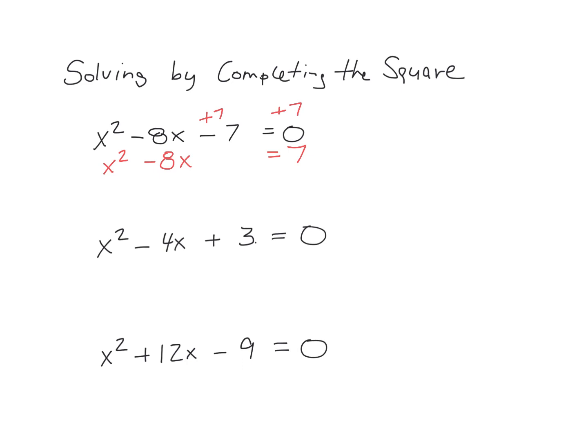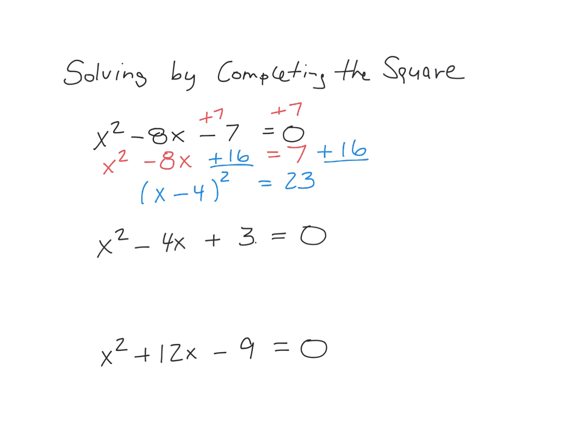To complete this, again, half of b is negative 4, squared is 16. What you add to one side, you must add to the other. And now on the left side, factoring this would be x minus 4 squared equals 23.